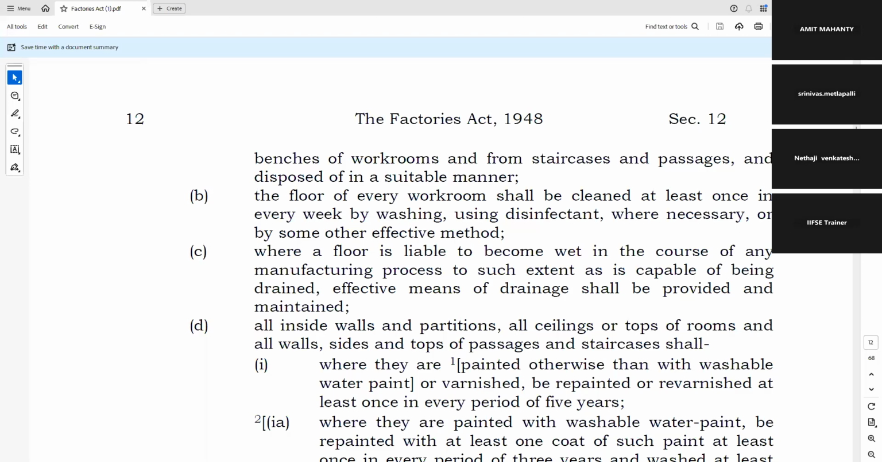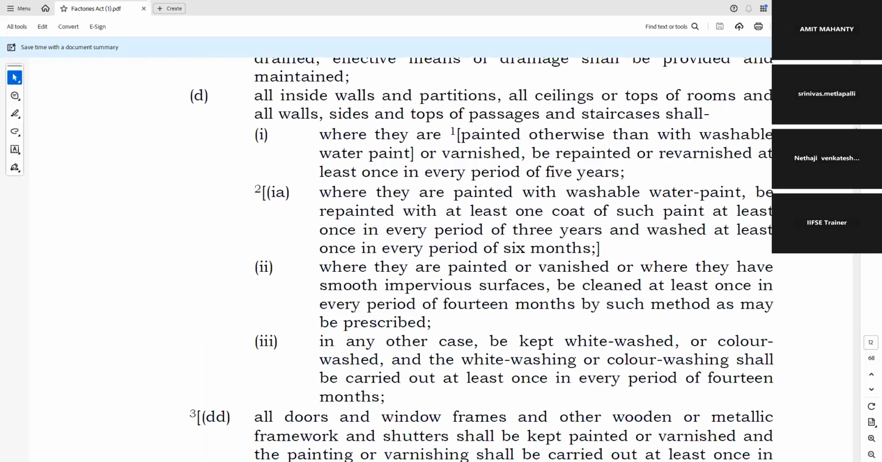Then all inside walls and partitions, all ceilings or tops of the rooms, all wall sides and top passages or stairs, where they are to be painted, with washable water paint or varnished, are to be repainted or varnished at least once in every period of 5 years. Okay.